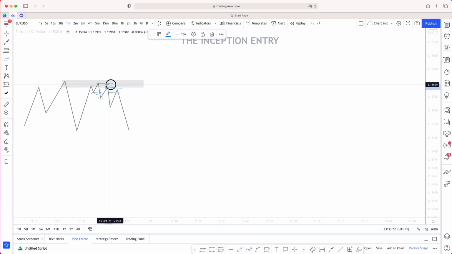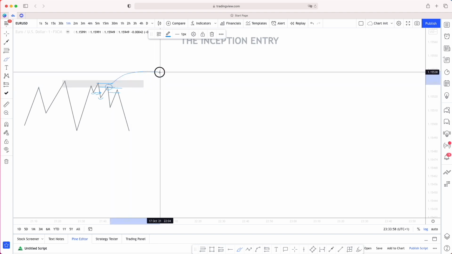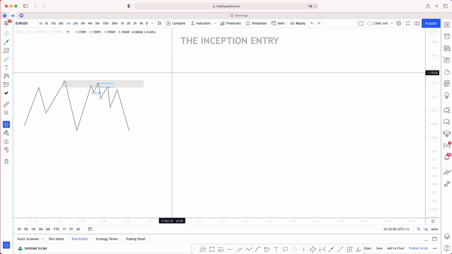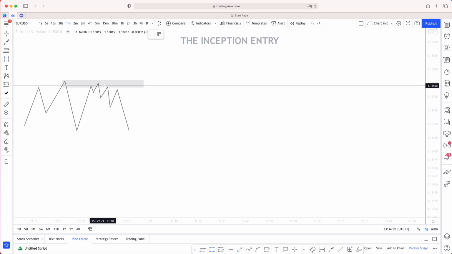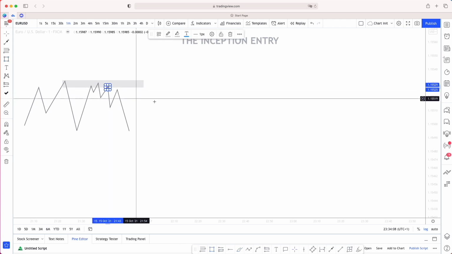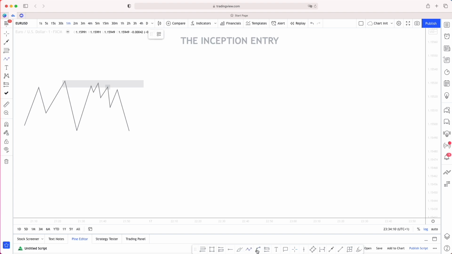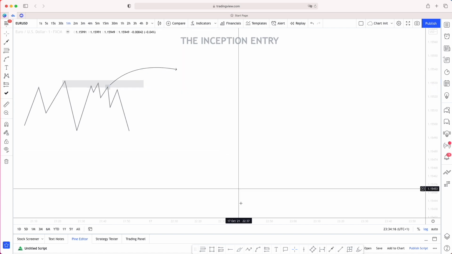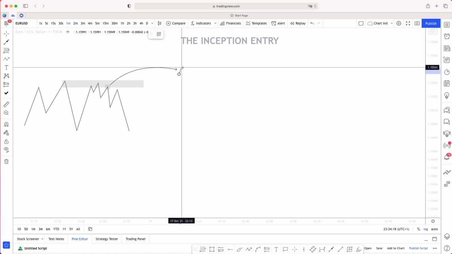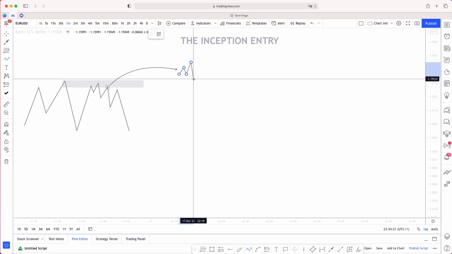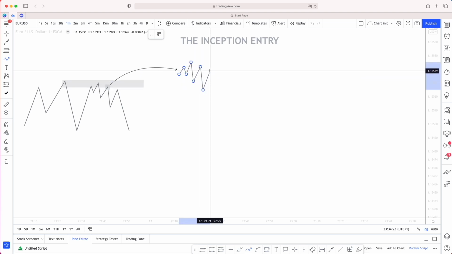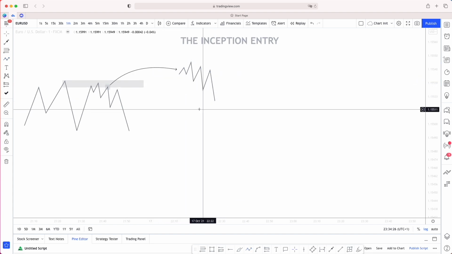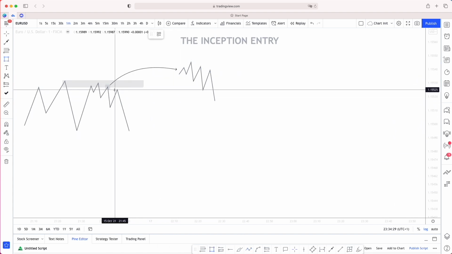What the Inception is, actually, you know what, I think I can do this cleaner. Bear with me. So we've got this. There we go. Essentially we are waiting for this to happen inside there, or in here. Same thing.